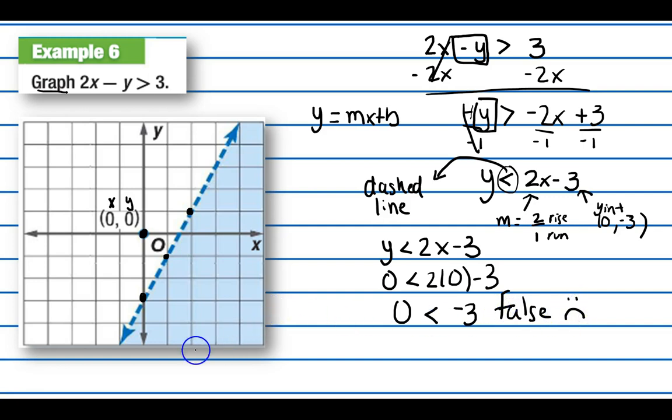And because it is false, you're going to shade the opposite side of where that point is. So in this case, I'm going to shade to the right, underneath the line. So it's all this that's shaded in blue. If it was true, I would shade that same side over here. But it is false for this one. And that's it.